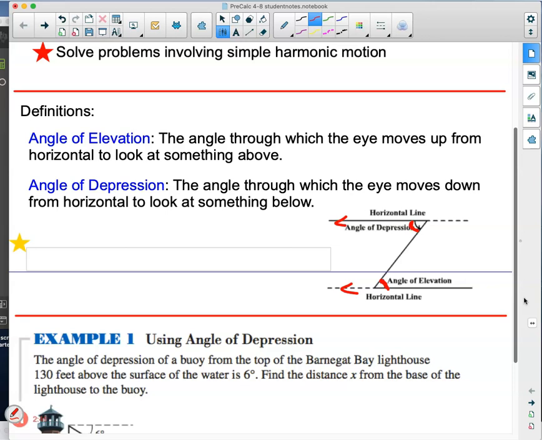Does anybody remember the name of those angles? Alternate interior angles. Good. So there was a theorem that you had that said parallel lines imply alternate interior angles are congruent. And that's what we have here. So the angle of depression actually equals the angle of elevation.